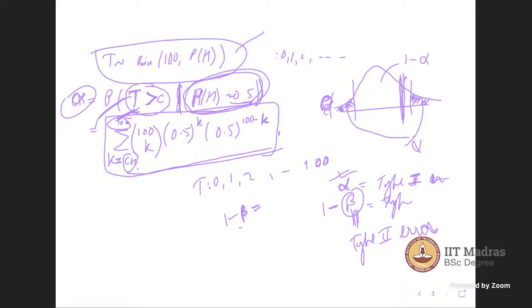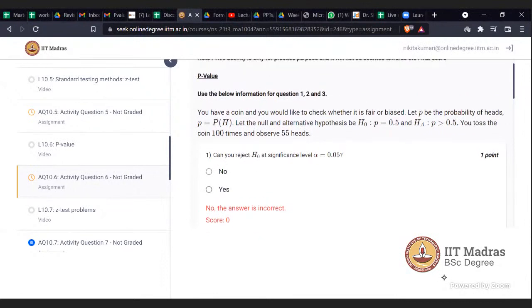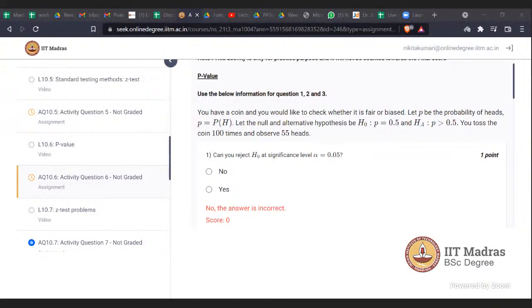Can I show the screen? Okay, if you look at the first question, it says you have a coin and you would like to check whether it is biased or not, fair or not. Let P be the probability of heads. The null hypothesis is P equals 0.5 and P greater than 0.5 is the alternative. You toss the coin 100 times and observe 55 heads. Can you reject H naught at a significance level of 0.05?